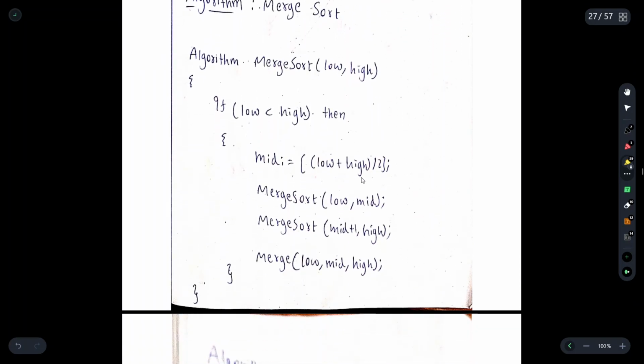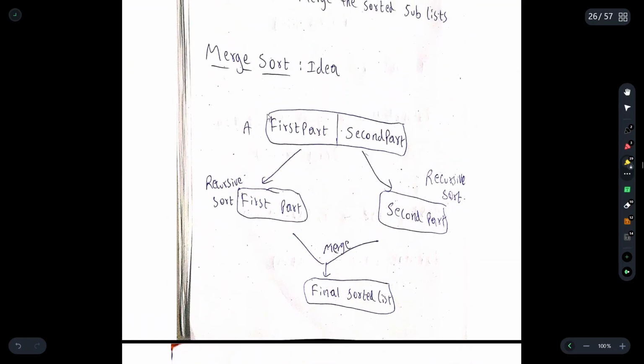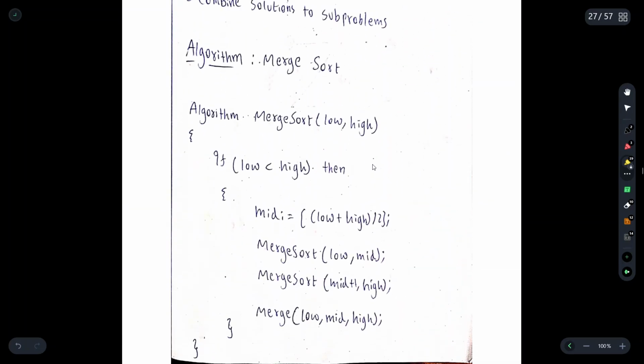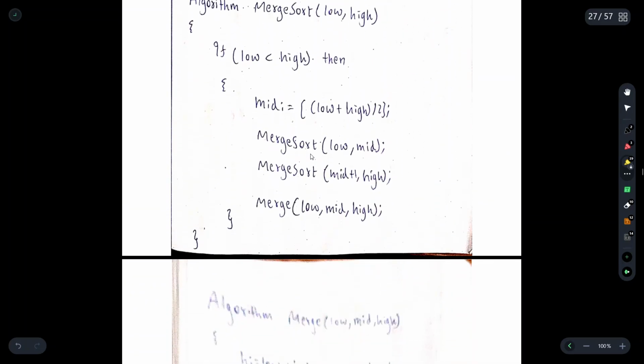So mid is equal to (low plus high) by 2, that is nothing but the middle value. So we will apply merge sort for low to mid, and then mid plus 1 to high. Then we will merge these things, low, mid and high.